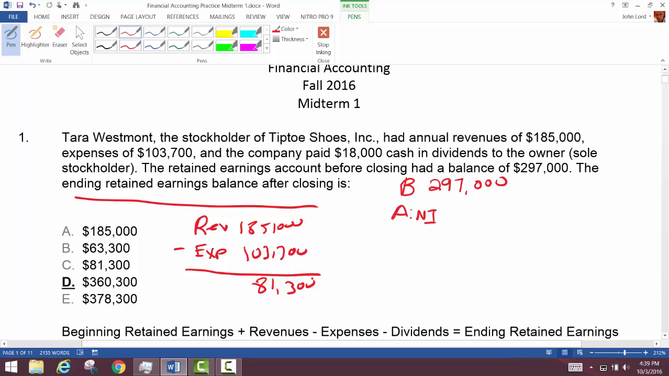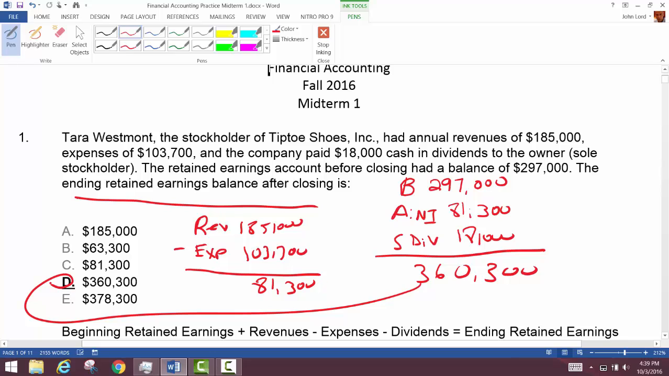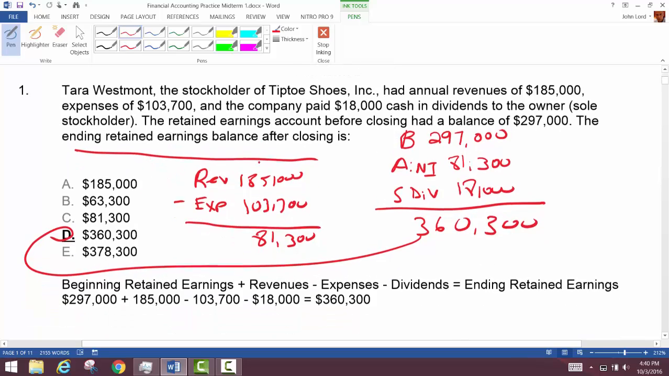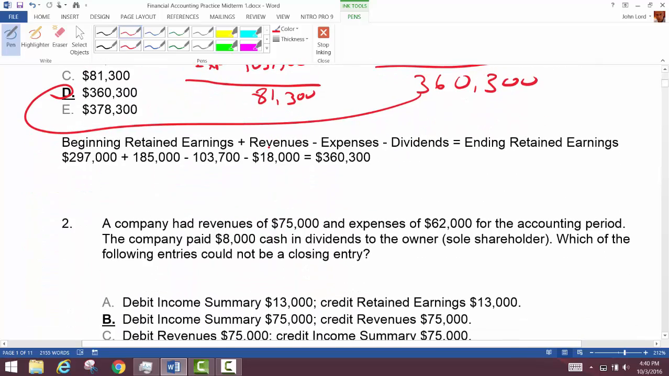300. Okay. And so I'm going to go ahead and add the 81,300 for my net income. Any other things I have to worry about here? Good. I'm going to subtract the dividend. That comes out of my retained earnings, right? 18,000. And when I do I get this choice D, 360,300? Yes. Okay, so that's a pretty easy question, right? Okay, we're going to hover around retained earnings here for a while and practice with this a couple times.